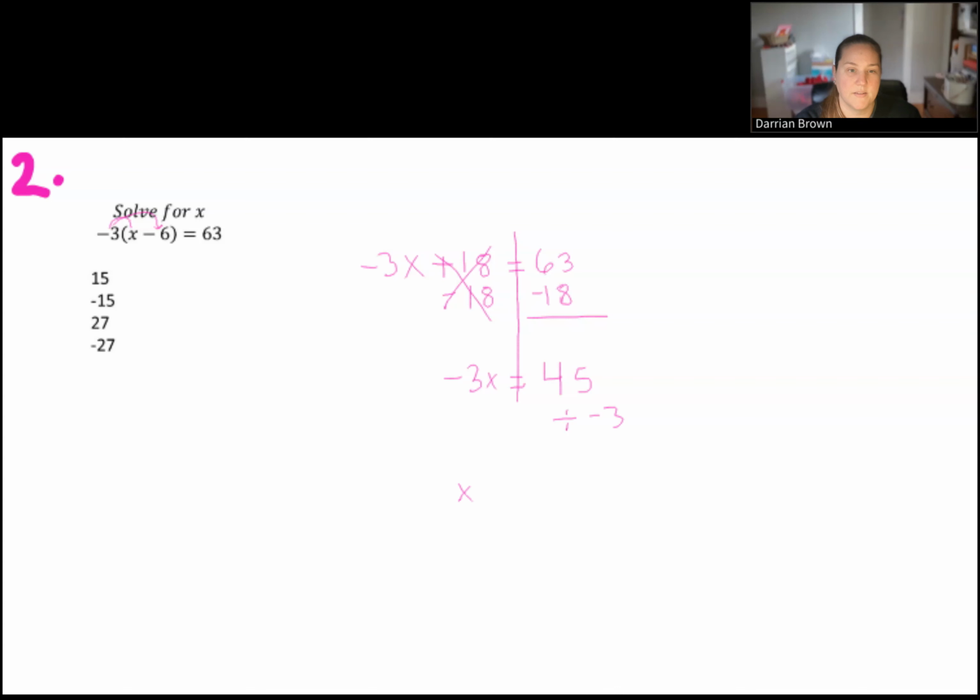We're left with x over here. Since we have a positive divided by a negative, we know our answer will be negative, so you can go ahead and write that. And what is 45 divided by 3? Very good. Our answer is -15, or B. All right, give you just a second to get that written down.